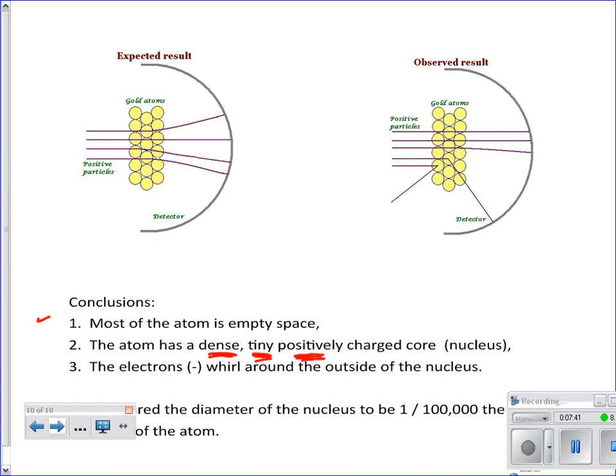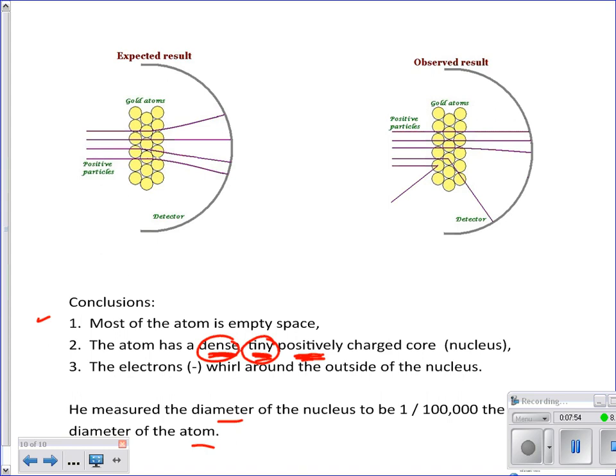And based on the number of times that it hit in the back and where it was deflected, he could go through and do some calculations also about the diameter of the nucleus compared to the diameter of the atom. So knowing that it was really tiny and really dense, and that's where the positive of that atom was contained. And then finally he said that the electrons must be outside of that nucleus.